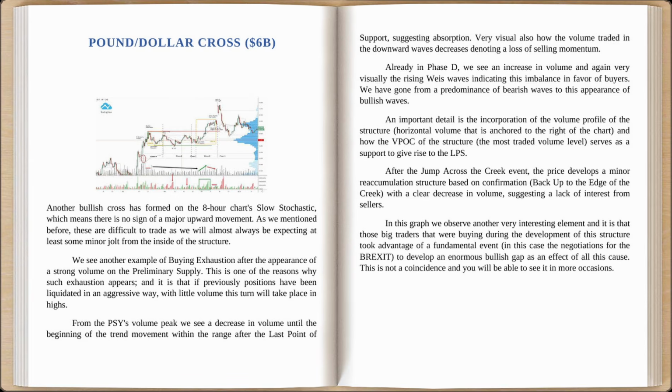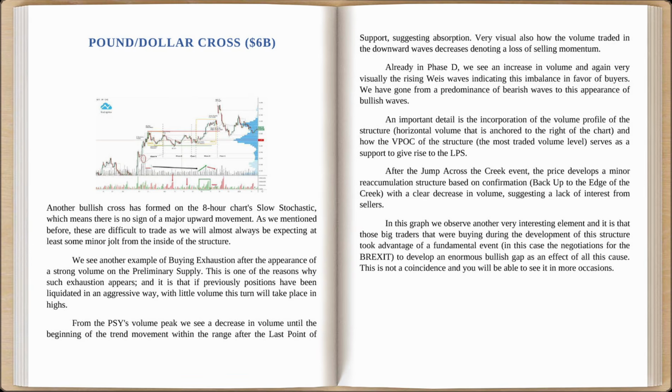We see another example of buying exhaustion after the appearance of a strong volume on the preliminary supply. This is one of the reasons why such exhaustion appears, and it is that if previously positions have been liquidated in an aggressive way, with little volume this turn will take place in highs. From the volume peak, we see a decrease in volume until the beginning of the trend movement within the range after the last point of support, suggesting absorption.